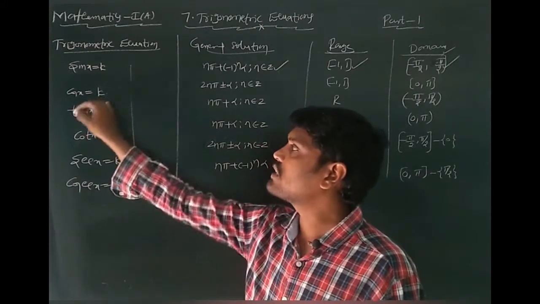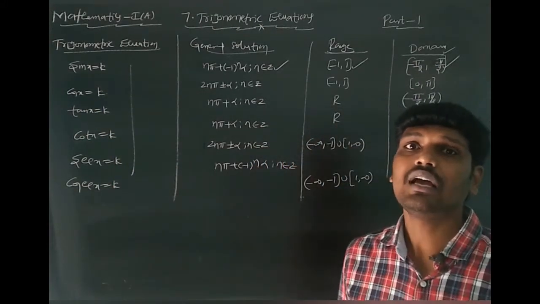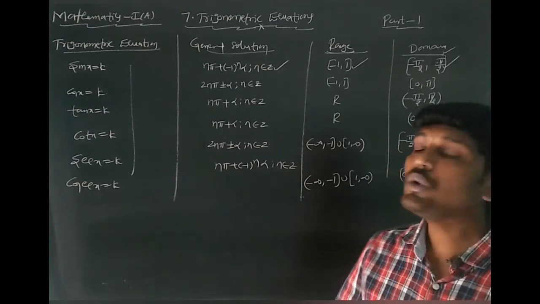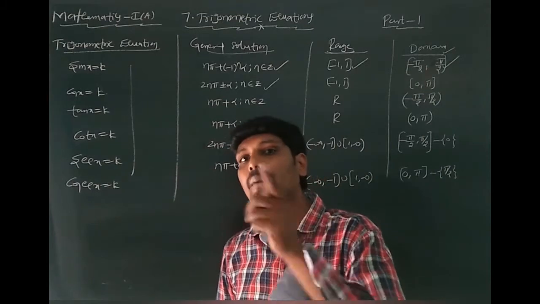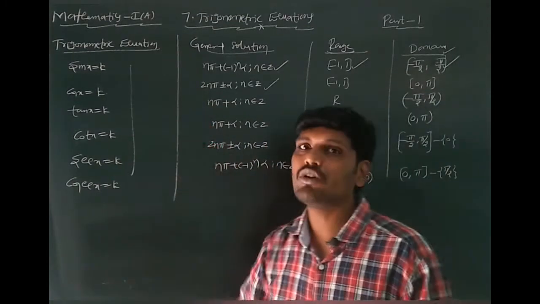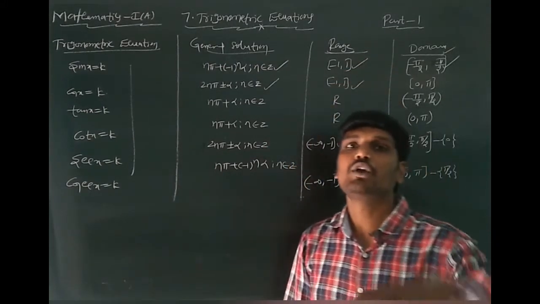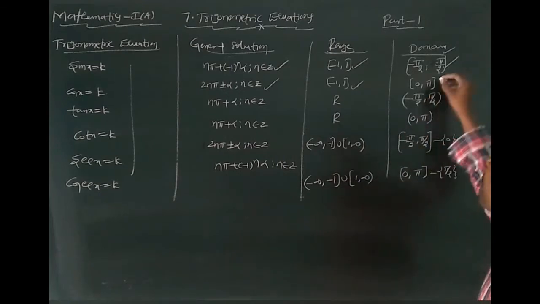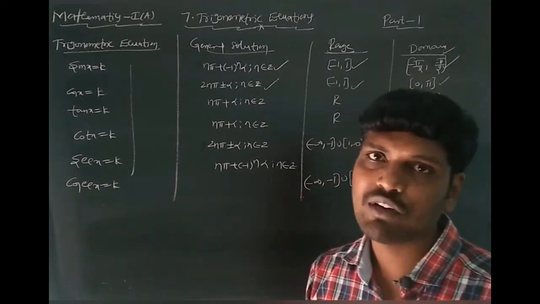Next, cos x is equal to k. In this, the general solution is 2n pi plus or minus alpha. What is that general solution? 2n pi plus or minus alpha. For cos x equal to k, the range is once again minus 1 comma 1. The domain is 0 comma pi. The range is minus 1 comma 1.